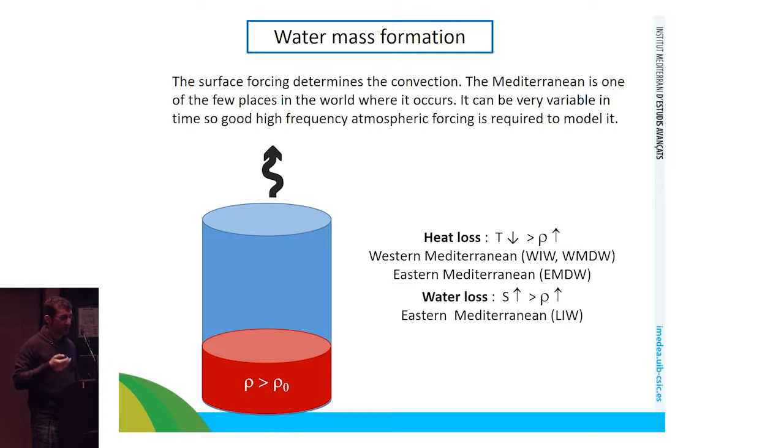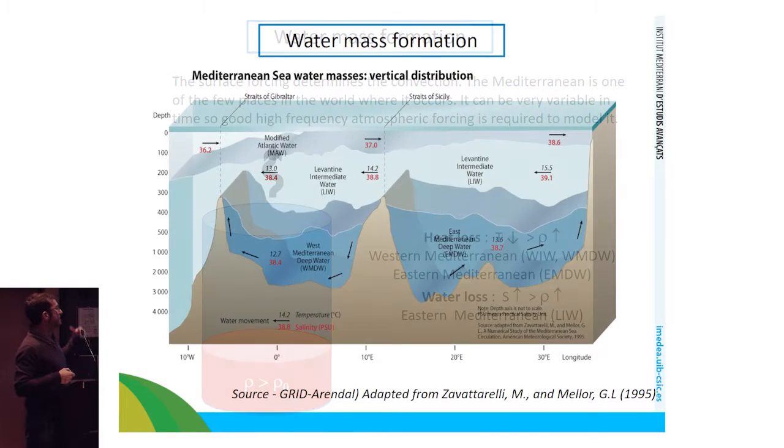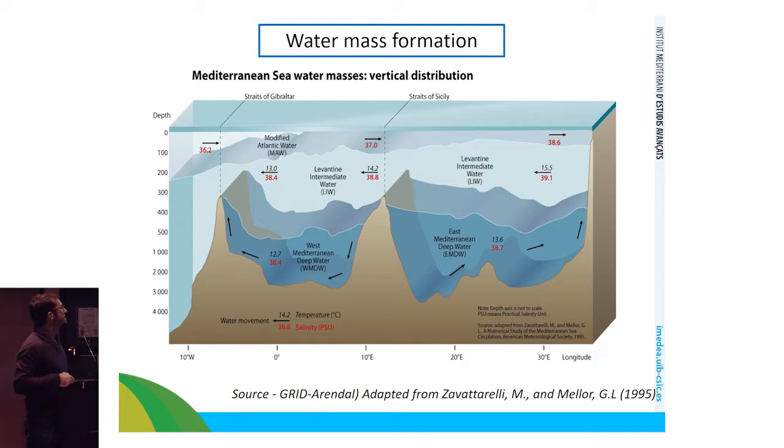So in the end, our two-layer system is a bit more complex. We have the Atlantic waters going in the upper layer with salinity that is changing because of mixing along its path. The Levantine intermediate water basically goes the other way around. And then we have deep waters that form and remain in the bottom of the sub-basins. But again, this is a simplification.